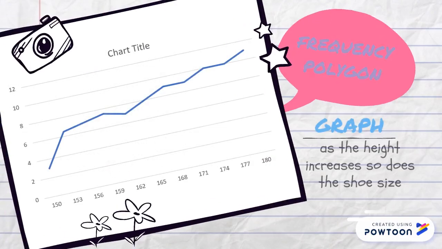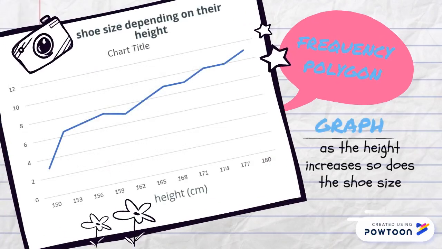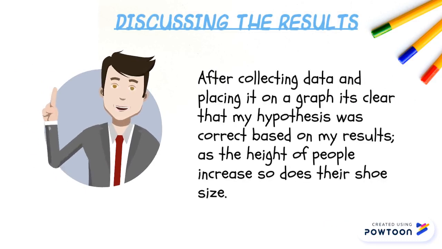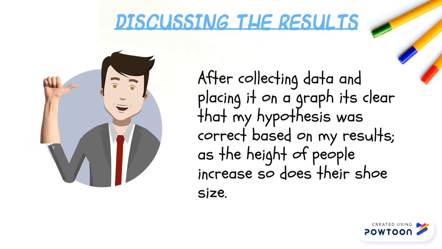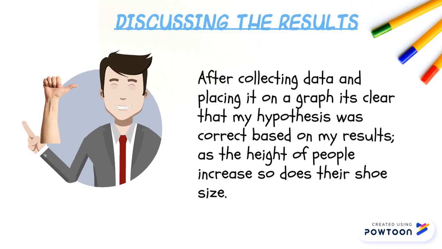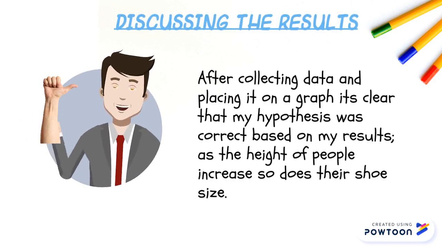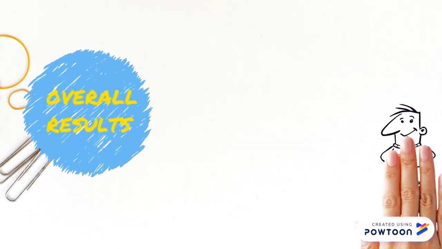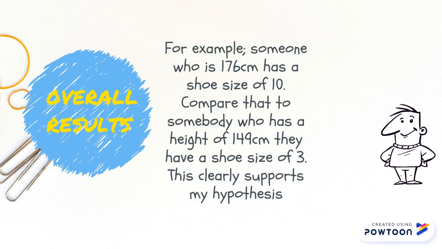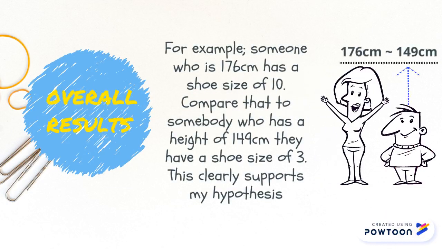I created this one last graph, which is a frequency polygon, and just like the scatter plot, it shows that as the height increases, so does the shoe size. Now that I have collected the data and placed it on a graph, it is clear that my hypothesis was correct based on my results. For example, someone who is 176 centimeters has a shoe size of 10. Compare that to somebody who has a height of 149 centimeters. They have a shoe size of 3.